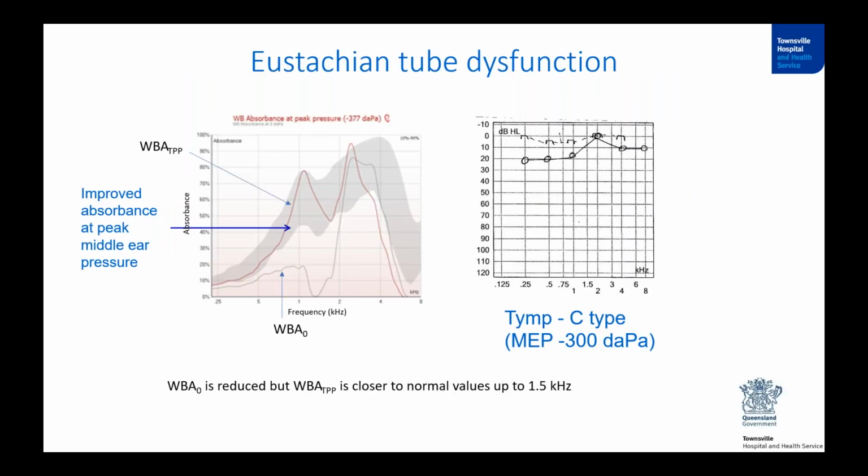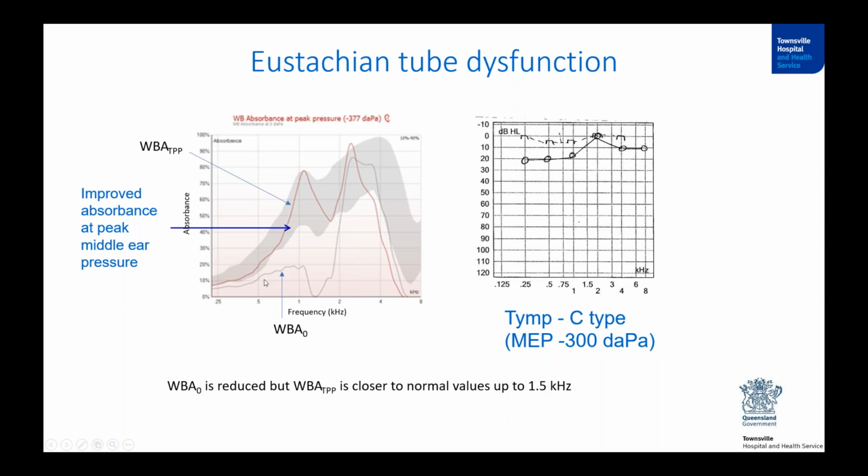Then I'll take you through different middle ear pathologies, and the other one is eustachian tube dysfunction. Now we know that usually when we say C-type tympanogram, it's associated with eustachian tube dysfunction. In this case, a comparison of the ambient and the pressurized absorbance becomes very important.